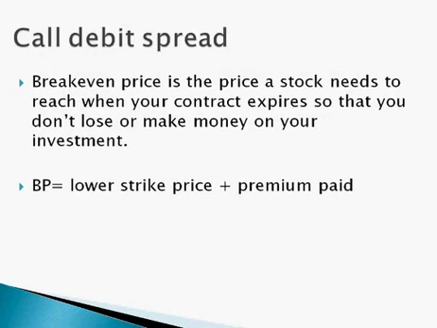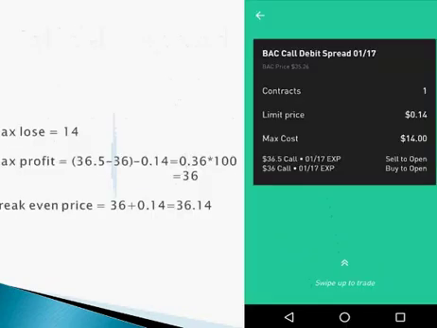So the break-even point for a call debit spread is going to be the lower strike price plus the premium paid. Let's look at it. We bought the 36 call and sold the 36.50 call. The maximum loss is the premium that we paid, which is 0.14, or $14.